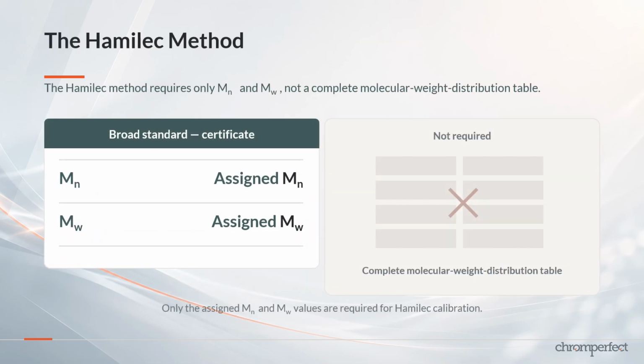The Hamilec Method. Some broad standards are supplied without a complete molecular weight distribution table. Instead, they may be characterized only by two molecular weight averages, normally Mn and Mw. These values can still be used to estimate a calibration through the Hamilec method. The Hamilec method is named after the principal investigator in the laboratory where it was developed. It is also called the linear method because a single broad standard produces a linear calibration curve.